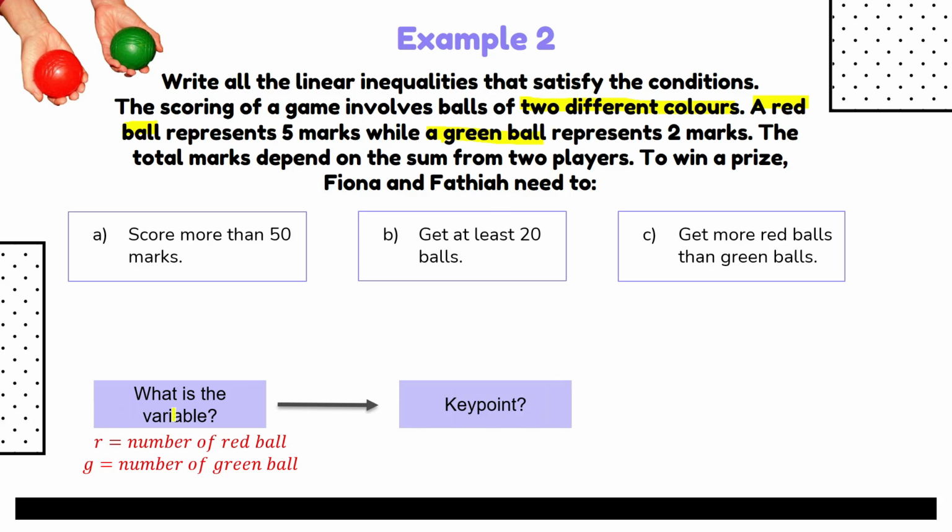The next one is the key point. We need to determine the key point for these 3 conditions. For the first one, score more than 50 marks, the key point is more than. The second one, get at least 20 balls, the key point here is at least. And the third condition is get more red balls than green balls. The key point for the third condition is more than. After we determine the key point for each condition, next we must determine the inequality sign that represents that key point.